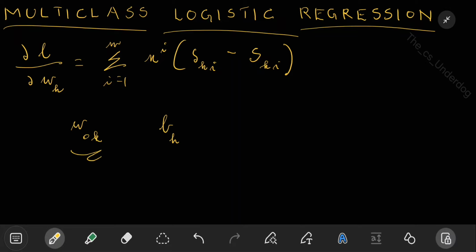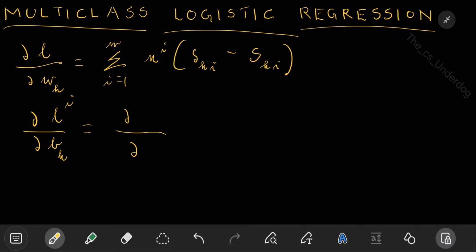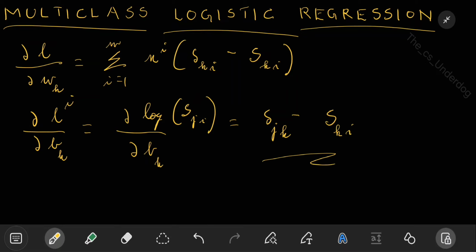So we used BK. If you do the same steps for BK, this is what you get: del by del BK of L. If you do it for each of the i examples, what would you have done? Del by del BK of log of S_ji. This is what you would have done. And if you do this, you would have reached delta_jk minus softmax of k_i. This is what you would have reached.